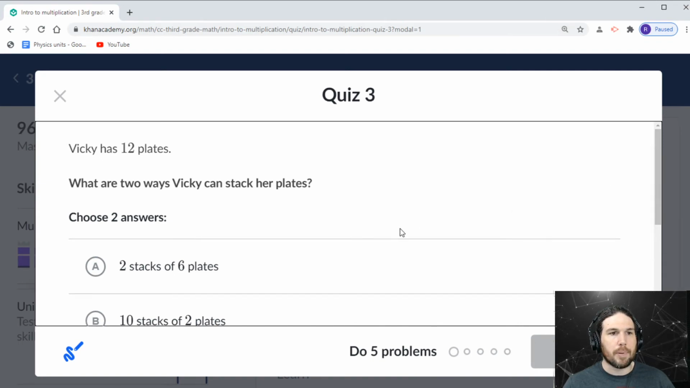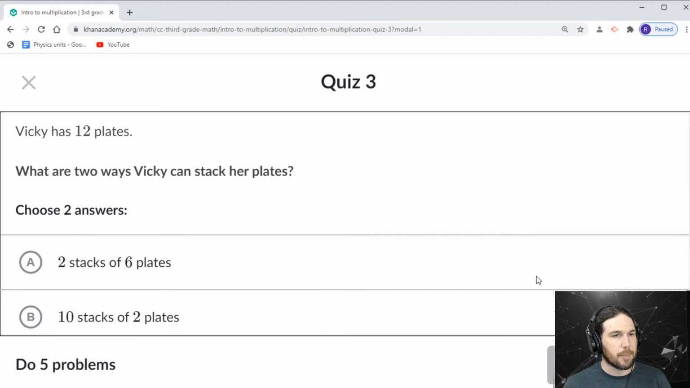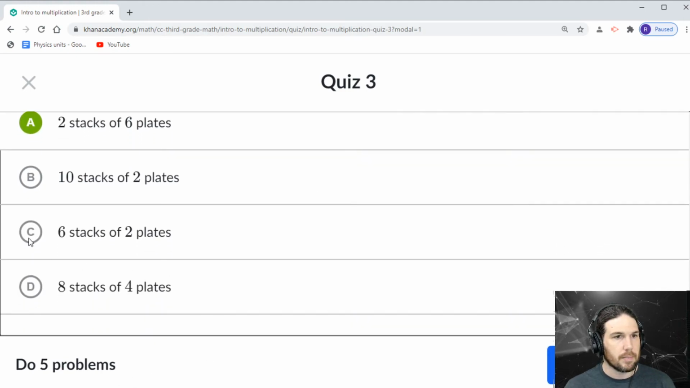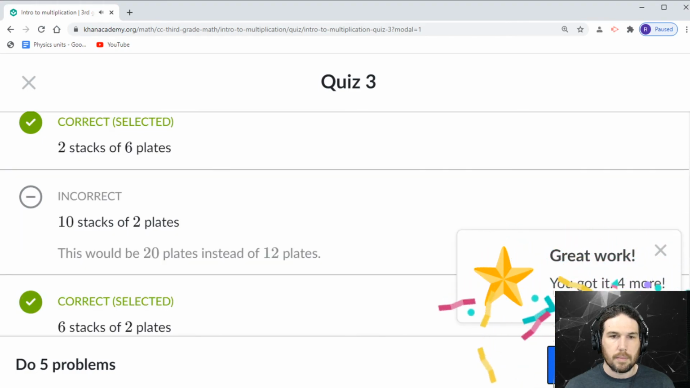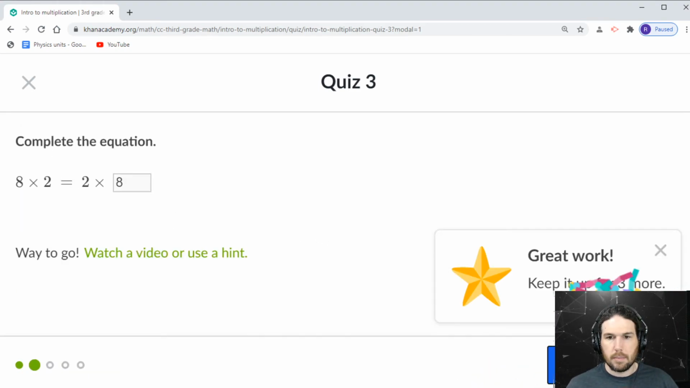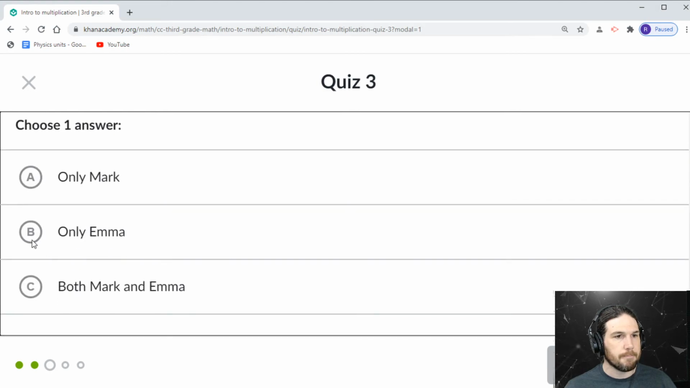Vicky has 12 plates. Oh man, I'm having Fairly Odd Parents flashbacks. Vicky could stack her plates with 2 stacks of 6 plates or 6 stacks of 2 plates. 8 times 2 is the same as 2 times 8. The garden has 8 pots. There are 2 flowers in each pot. Emma is the correct one here.